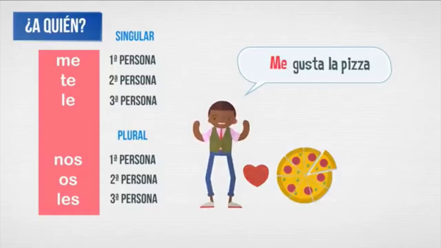Indirect objects answer the question a quién. A quién means whom. So gustar is a special verb. We don't have a lot of verbs in Spanish that are like gustar. But gustar is objeto indirecto, verbo, and subject.